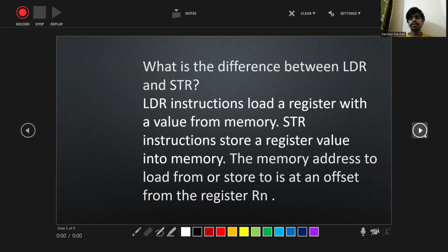So the LDR instruction loads a register with a value from memory. And the STR instruction stores a register value into memory. Okay, LDR is the value from memory, and STR, meanwhile, is the value into memory. The memory address to load from or store to is at an offset from the register.